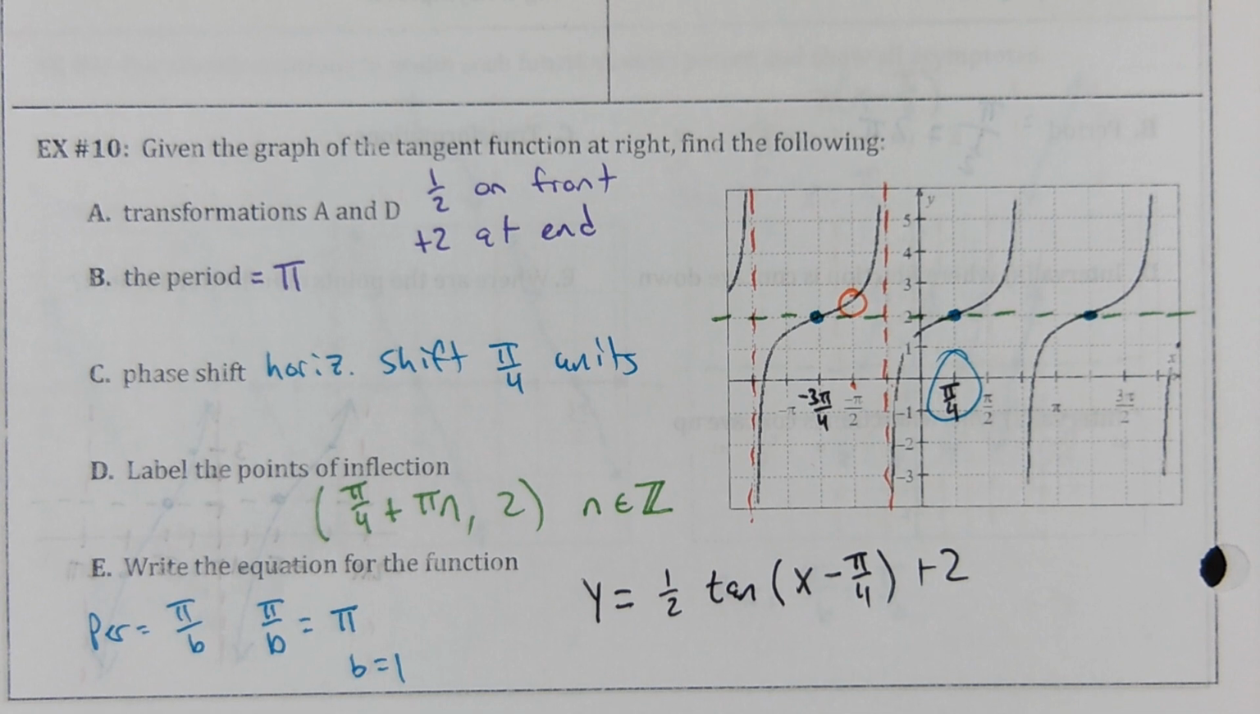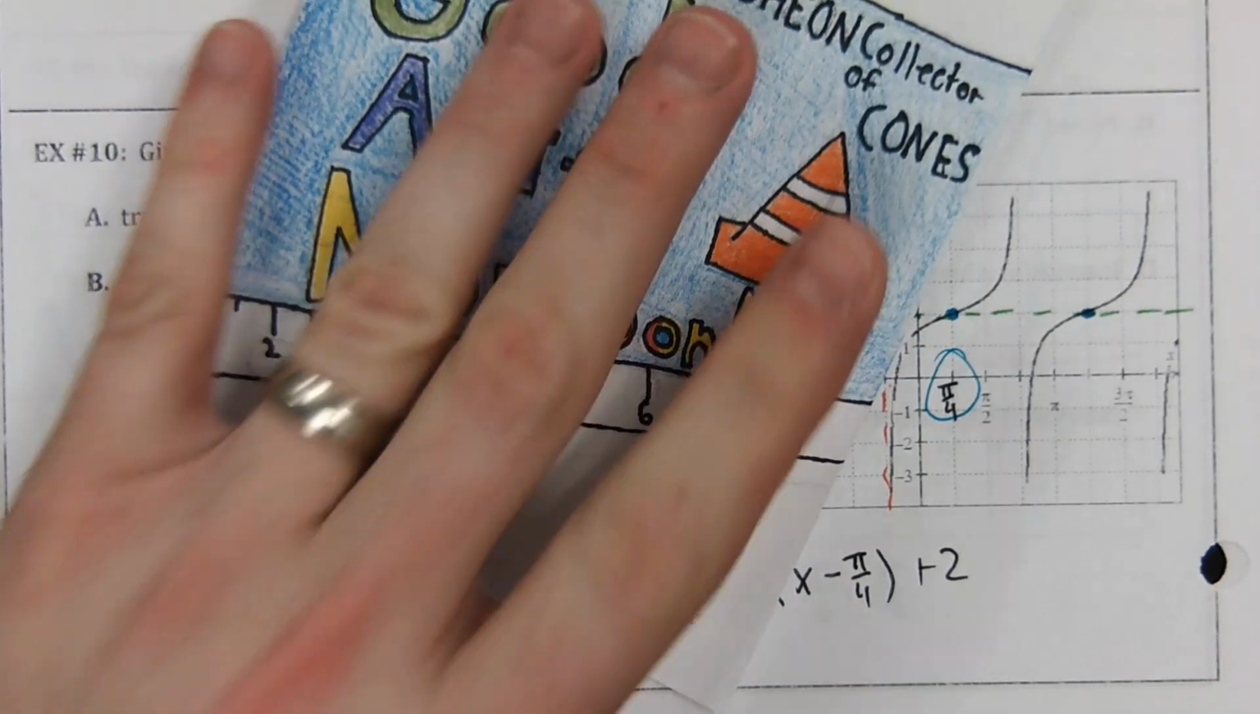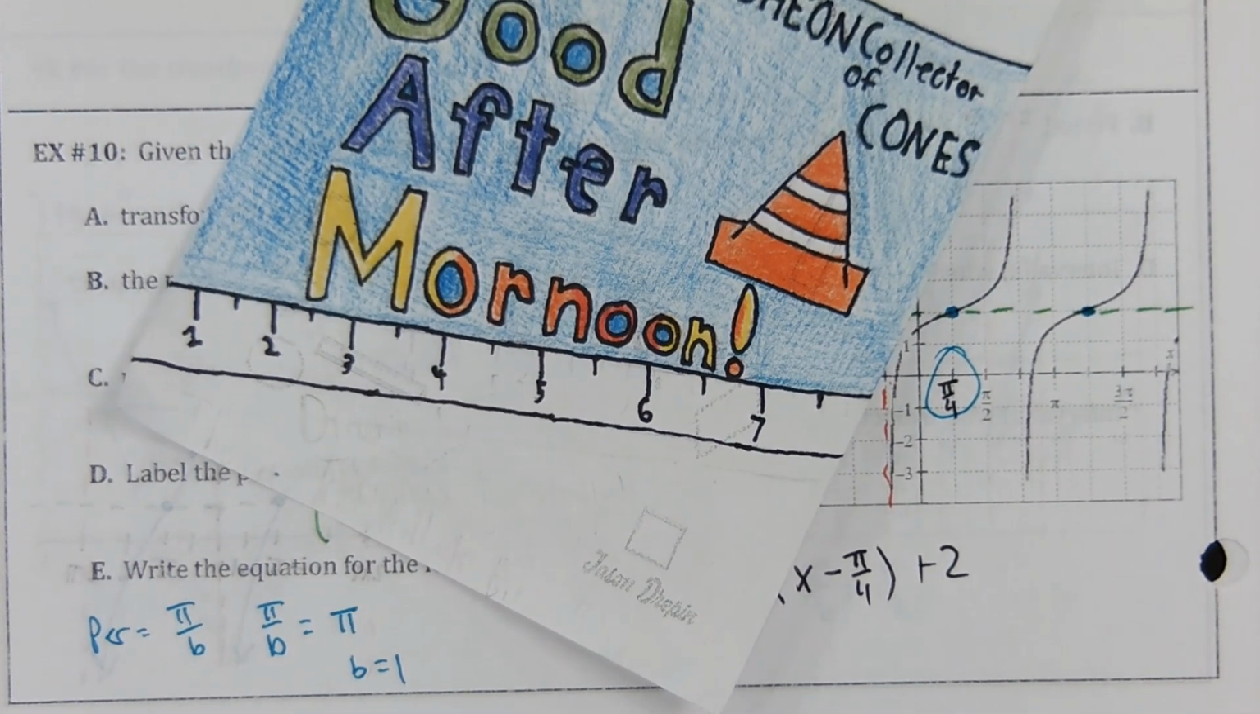Do you have questions about it? Or are we all big old tangent nerds now? Silence. Okay, I'm going to take that as big old tangent nerds. Thank you. Oh, you are? Okay, good.